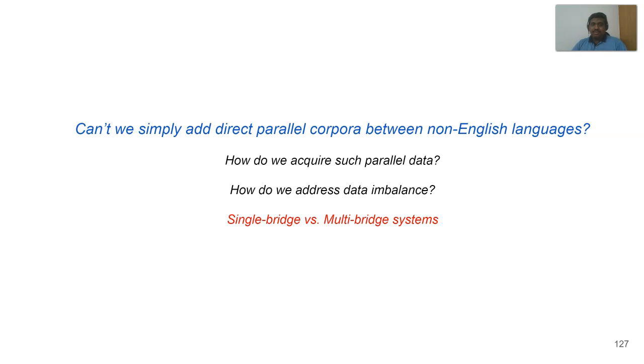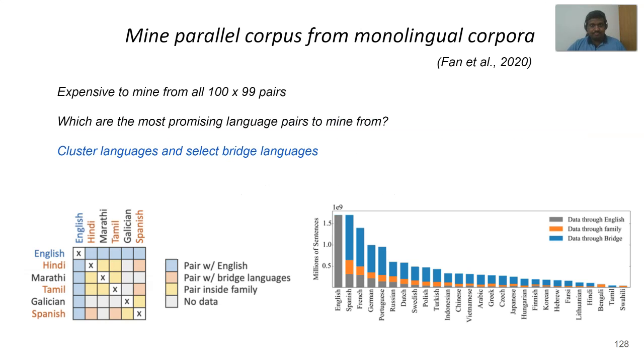So the question is, how do we acquire such parallel data? Is there enough parallel data of that sort? And if we have that, then how do we address data imbalance? Which means that even if we do gather non-English data, most of the training data in the multilingual training setup is bound to be English-centric. So how do we address that skew? And how do single-bridge MLMT systems, with just one bridge language, English, compare with multi-bridge systems?